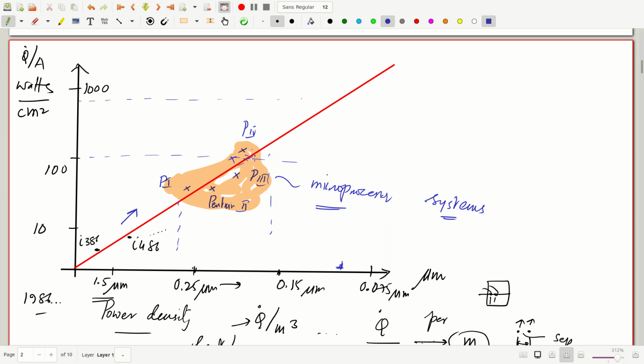The nuclear power plant would be somewhere here, around 800 or 900. So this would be a nuclear power plant, somewhere here, which is operating.